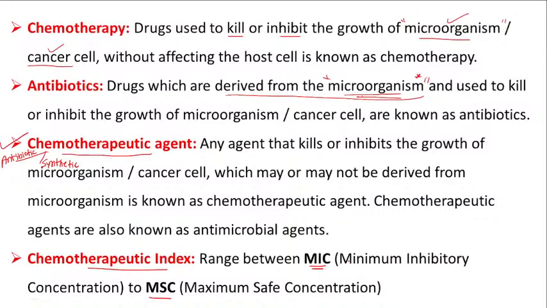So here we just need to see 2 or 3 important phrases. Number one, chemotherapy is not only limited to cancer, it can also be used to kill microorganisms or inhibit the growth of microorganisms. Number two, antibiotics are derived from microorganisms only, while the chemotherapeutic agent can be from a synthetic source as well. What is the chemotherapeutic index? It's a range between MIC and MSC.